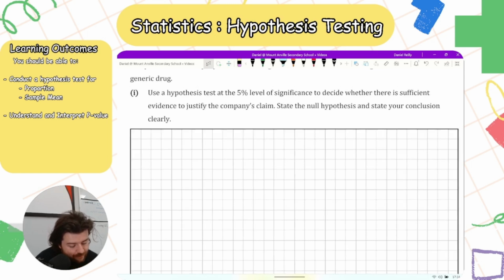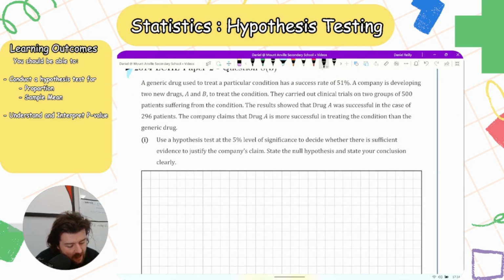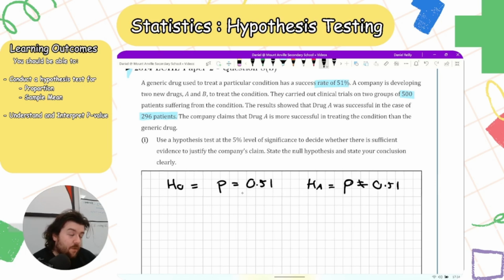Whew. Right. So what is their claim? So they claim to have a success rate of 51%. But in a clinical trial of a group of 500, drug A was successful in 296. So H0: p is equal to 0.51. HA: p does not equal 0.51. So the true population proportion is 51%, so drug A helped 51% of people. The alternate hypothesis would be the percentage of people who were helped by drug A is not equal to 51%.